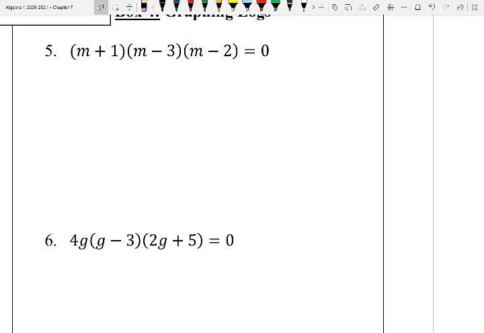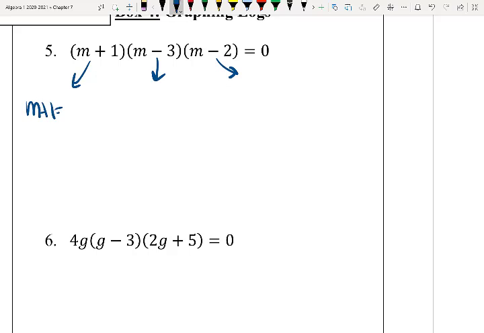But once again, you can see the problems themselves structurally are still going to be exactly the same. It's just that the only thing I can do to make it more complicated is add more terms to it. If I have 3 things multiplying together to get 0, I still need to have at least one of them be 0 in order for it to be true. So we're just going to do the same thing. I'm still just going to set my parentheses equal to 0.